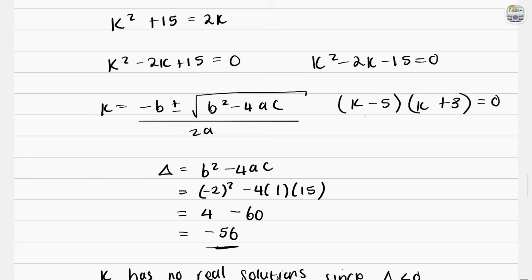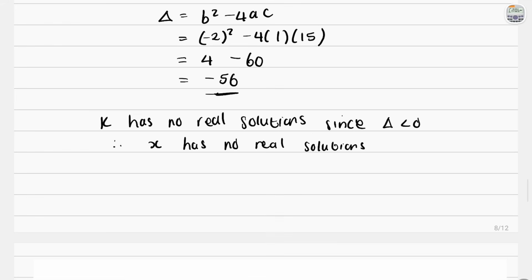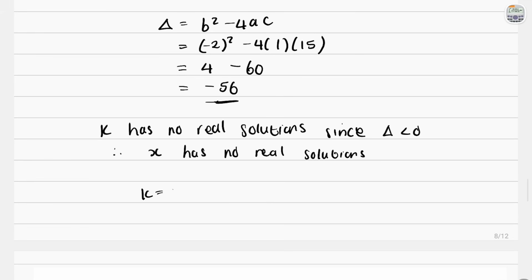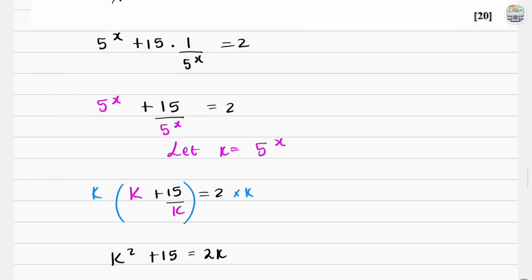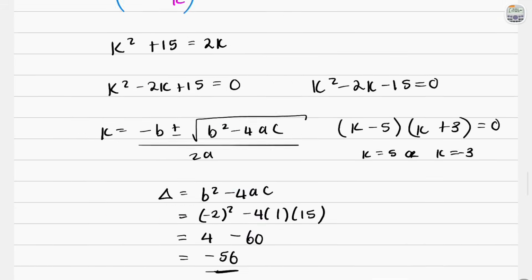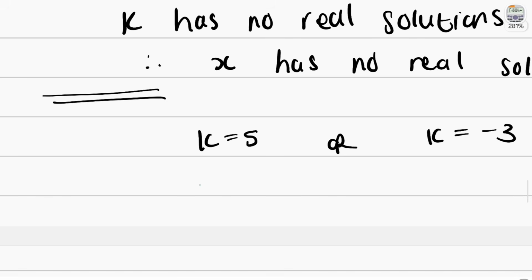So I'll go ahead and do that. Let's solve for k here. We would see that k would be equal to 5, or k would be equal to negative 3. Then we would have to solve for x. Remember that this equation was a solve for x question. At some point, we just said let k equal 5 to the power of x, so we would replace that. So 5 to the power of x, which we put back in place of k, is equal to 5.